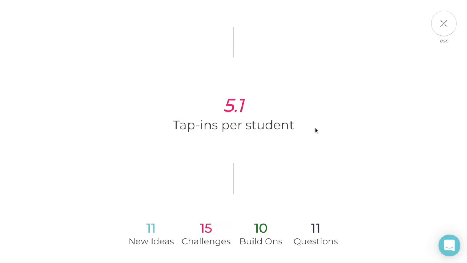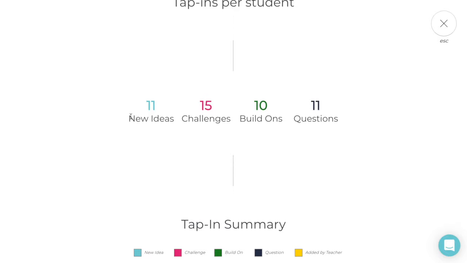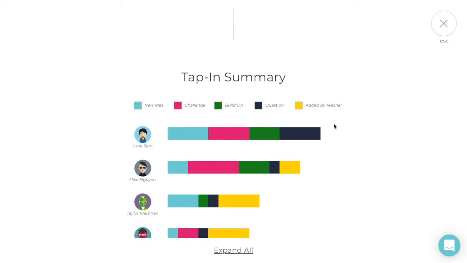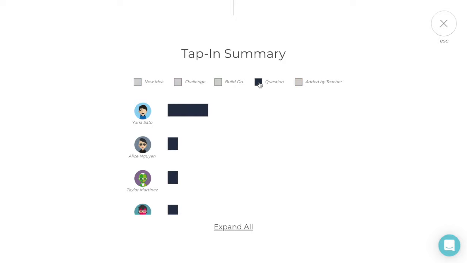We could see average tap-ins per student. And then we could also see for the whole class how many new ideas, challenges, build on, and questions. And lastly, we could see a tap-in summary. So this can be helpful for each student to see how many new ideas, how many challenges, and as a class, maybe filter to look at what we should be focusing on in a discussion.